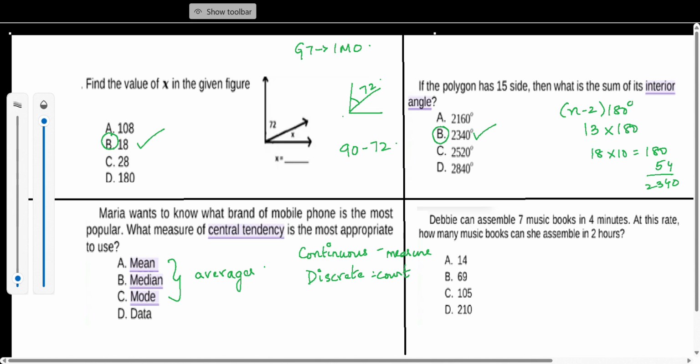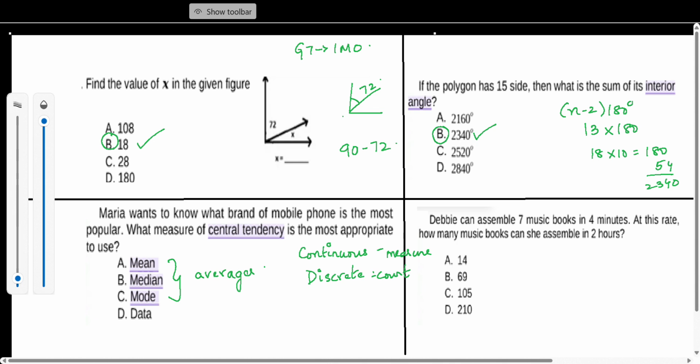So if you want to know what brand of mobile phone is the most popular, mean means you add all the measurements and divide by the number of items. Median, you will have to calculate cumulative frequency and see where the middle item is and get the class interval appropriate to that. Mode is the most frequently repeating data, which means whichever was the highest occurring one, the one that has maximum frequency.